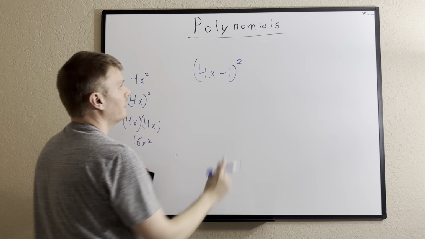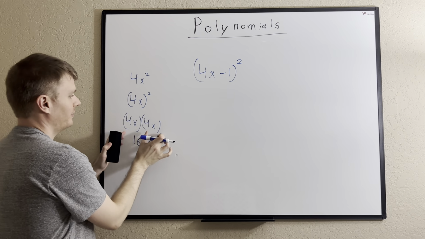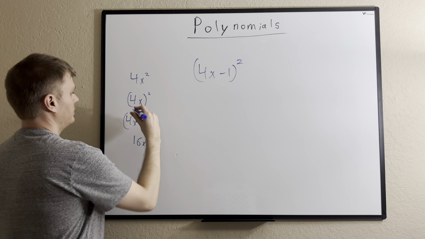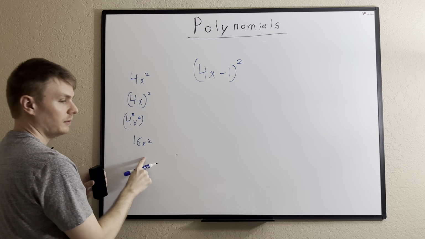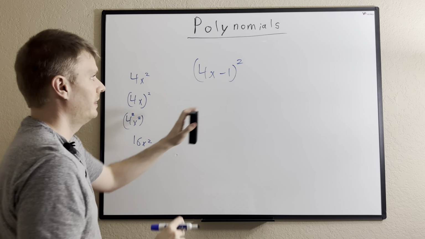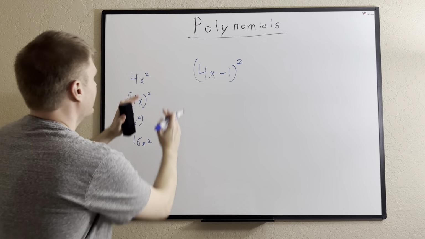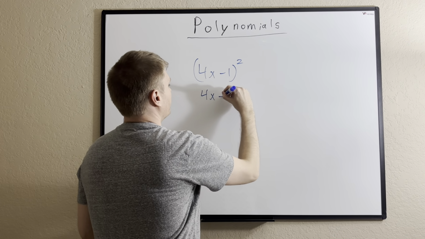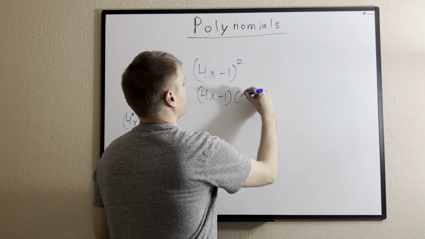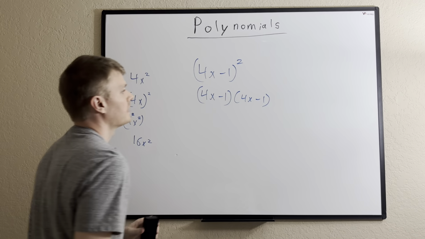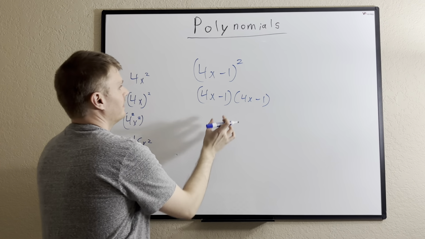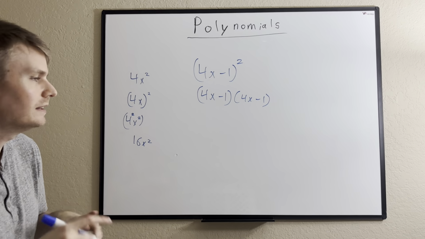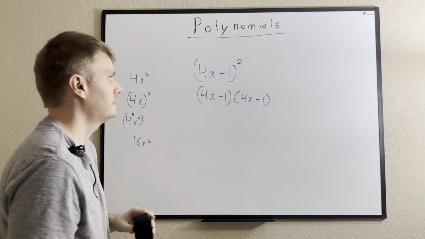Now, 4x minus 1. If you were thinking, oh, I could just do this, 4 squared times x squared, that does not work like that at all. You're taking that quantity and multiplying it by itself. So it's quantity 4x minus 1 times 4x minus 1. Do not think that you're just squaring this piece and squaring that piece, because there's a little bit in the middle that you would be missing.